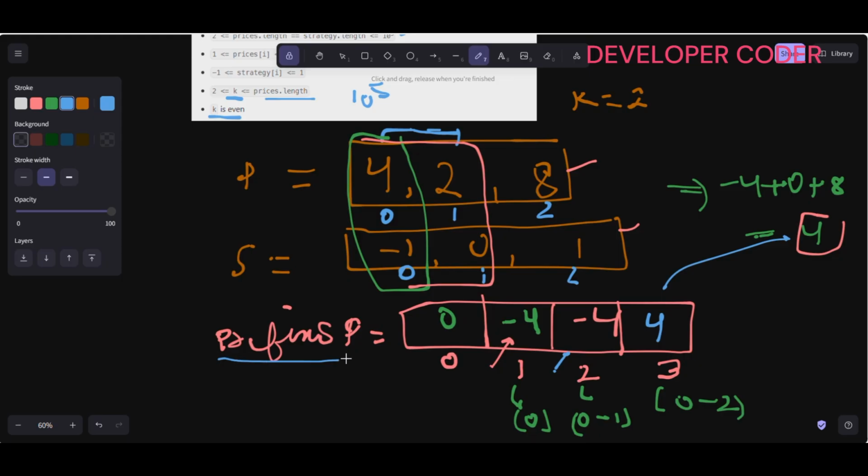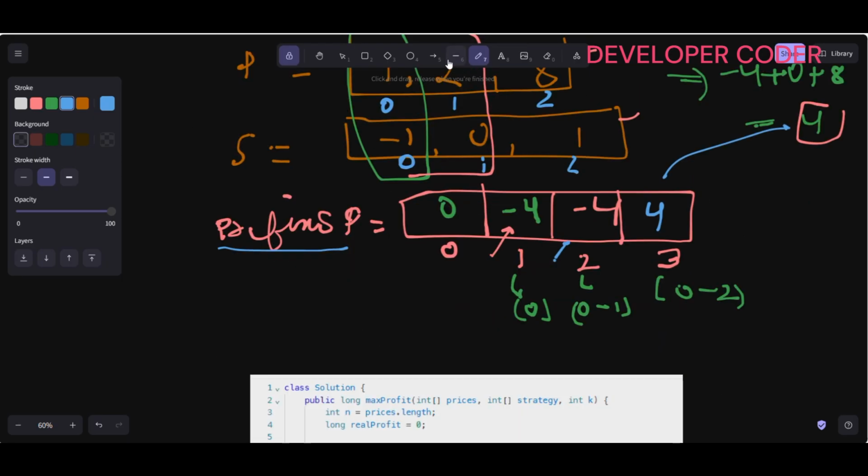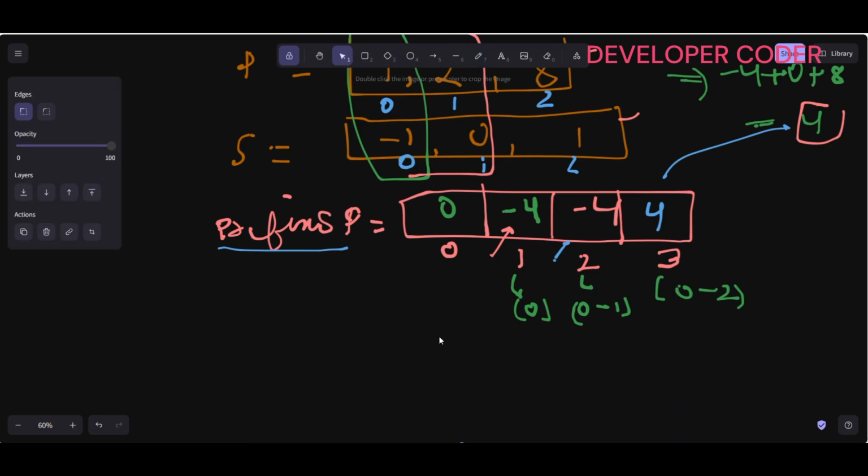So this is what I'm going to create first, prefix strategy into price array, right? So this is done, right? Okay, so this is the first thing that you need to do.